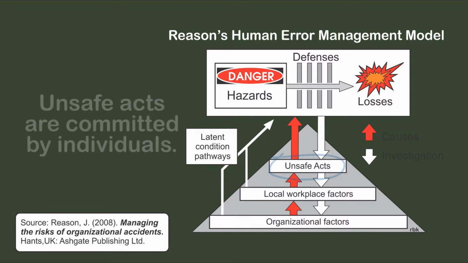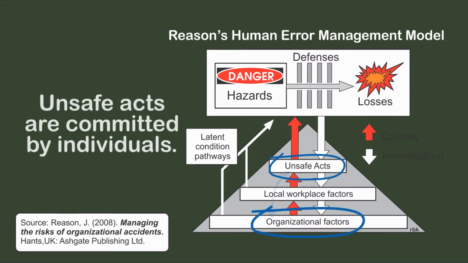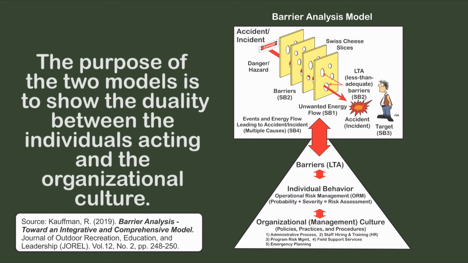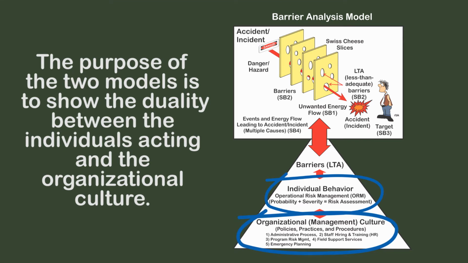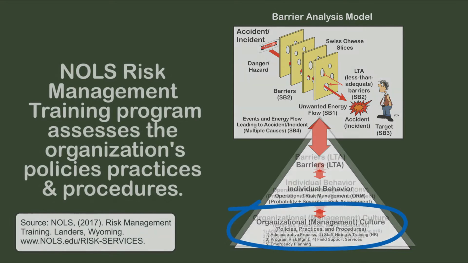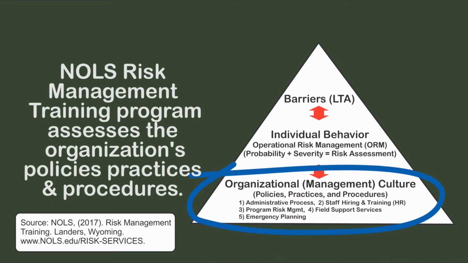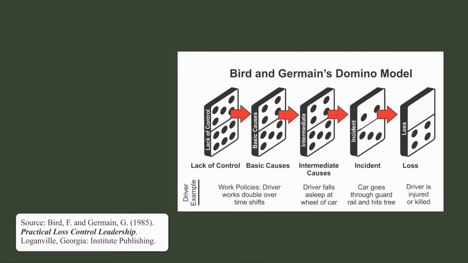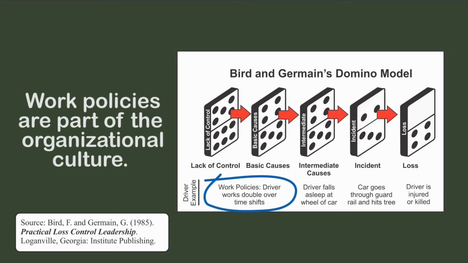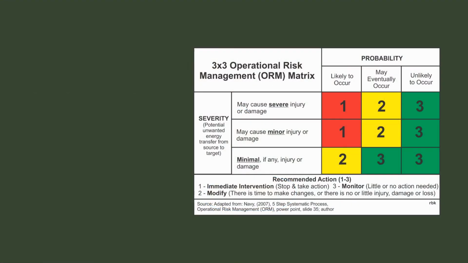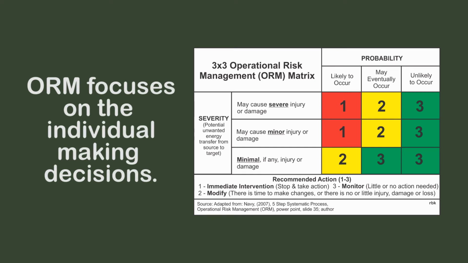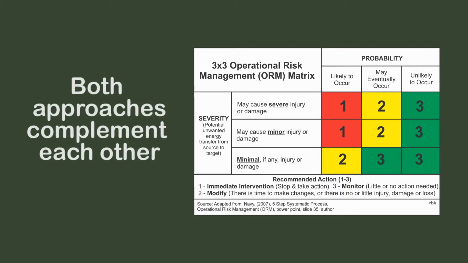First, a little bit of theory. In many of the accident prevention models, there is a duality between the individual and the organization. The organization is comprised of individuals carrying out the business of the organization within the policy, practices, and procedures and management culture determined by management. Some models and systems, like Knowles Risk Management Training Program and Burton-Germain Domino Theory model, focus on managing the organizational culture with policy, practices, and procedures. Other models like ORM focus on the individual operating within the organizational culture. Both the individual making decisions and managing the organizational culture complement each other.